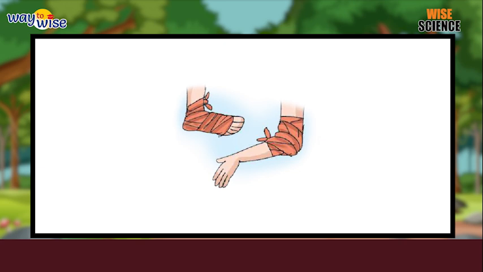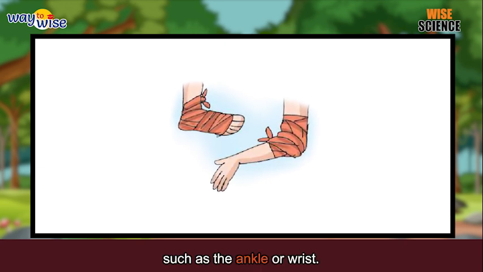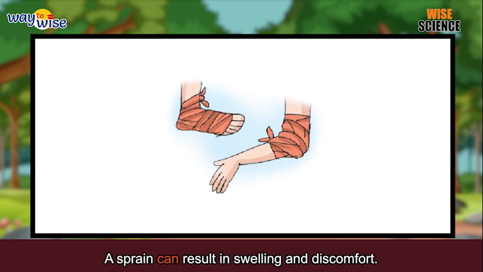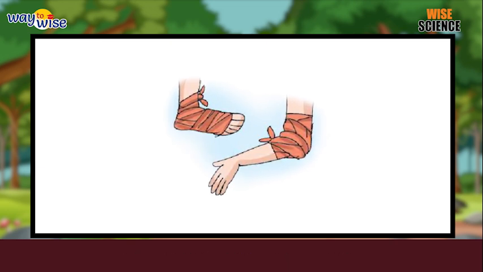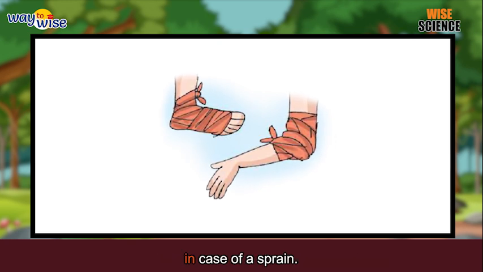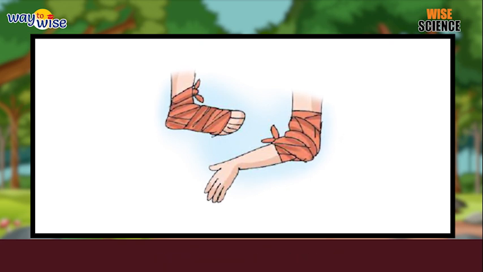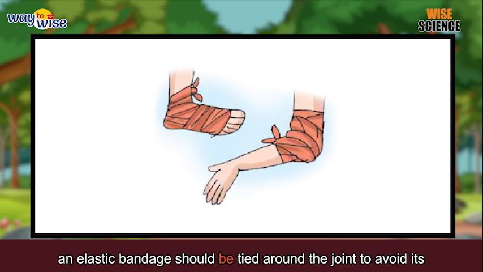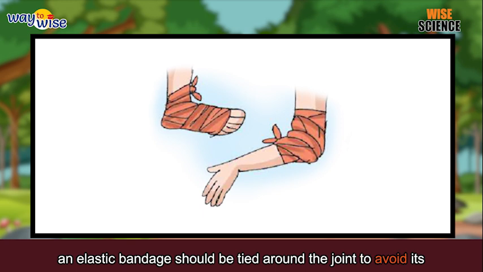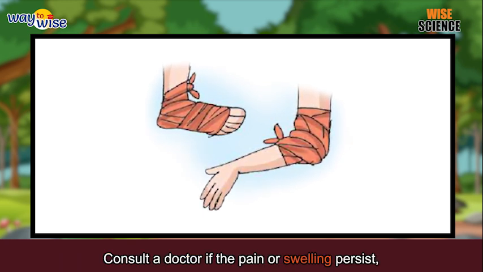For sprains. A sprain is a twist in a joint such as the ankle or wrist. A sprain can result in swelling and discomfort. The following first aid should be administered in case of a sprain. The sprained joint should not be moved. An elastic bandage should be tied around the joint to avoid its movement. Consult a doctor if the pain or swelling persists.